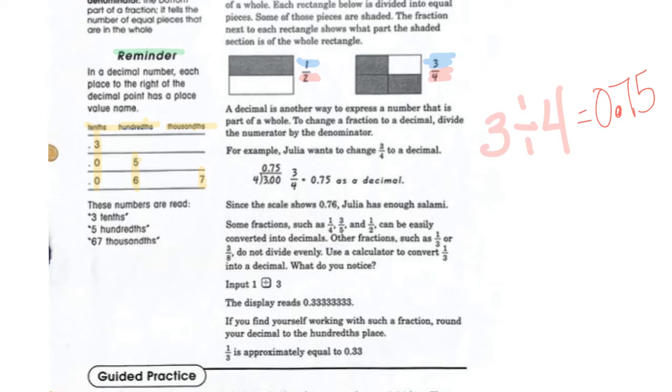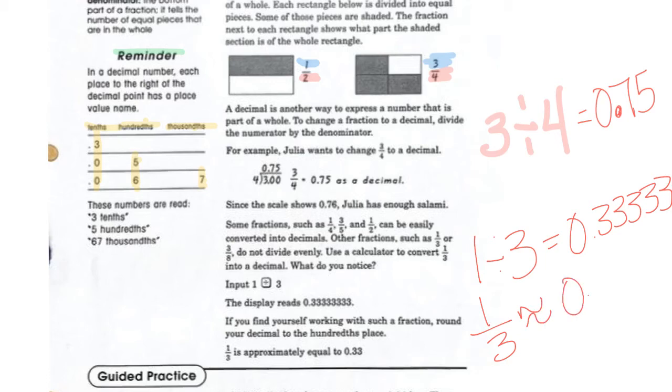Some fractions, such as 1/4, 3/5, and 1/2, can be easily converted into decimals. Other fractions, such as 1/3 or 3/8, do not divide evenly. Use a calculator to convert 1/3 into a decimal. If you punch in 1 divided by 3, you get 0.33333, and depending on your calculator, it either stops or continues. So we just round it. We say that 1/3 is about 0.33.